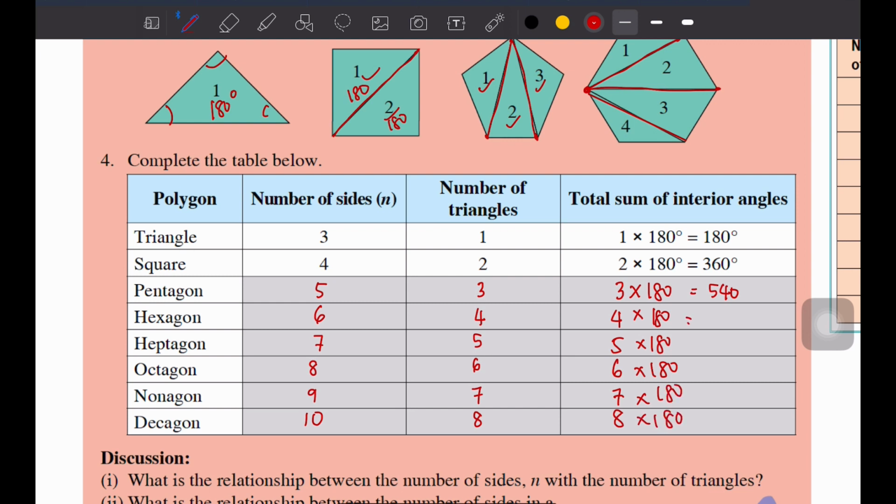Okay, so 180 times 4, 720. Okay, 180 times 5, 900. 180 times 6, 1080. 180 times 7, 1260. 180 times 8, 1440. If you can memorize this figure, it is the best for you lah.